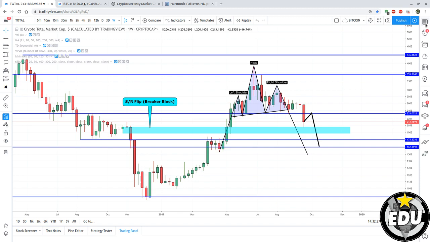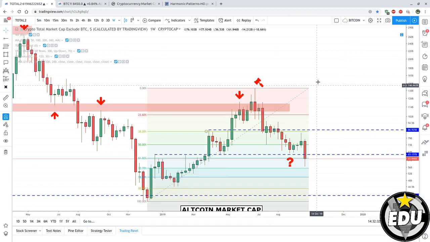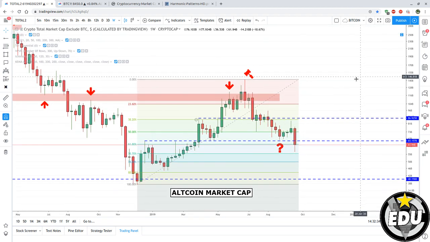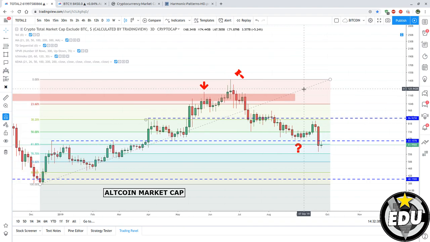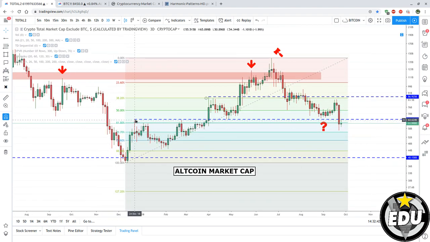So total market cap. Let's see the total altcoin market cap. Also breaking below. I don't like that wick. That's a terrible wick.